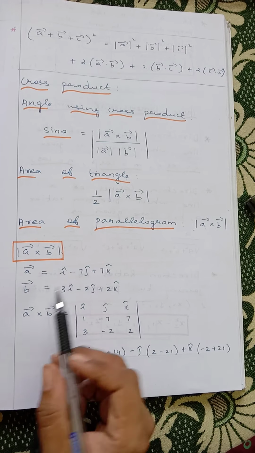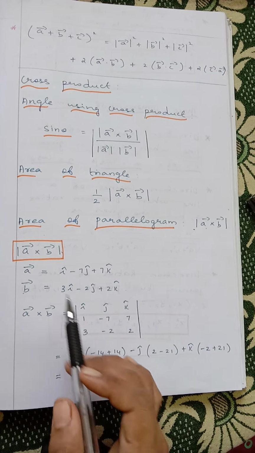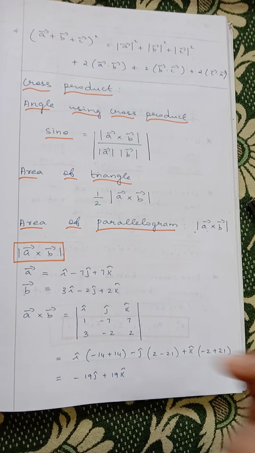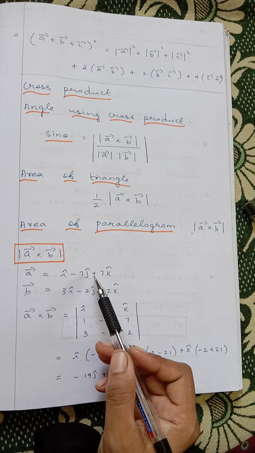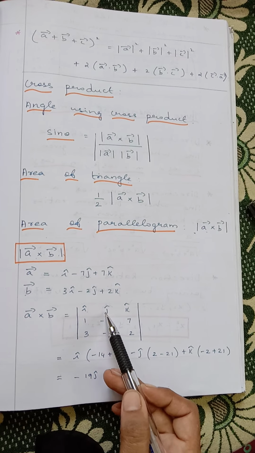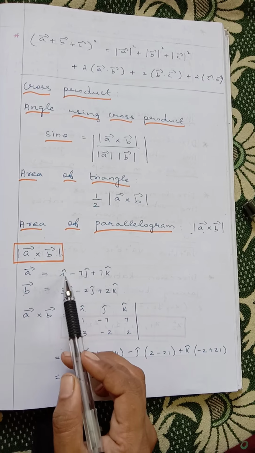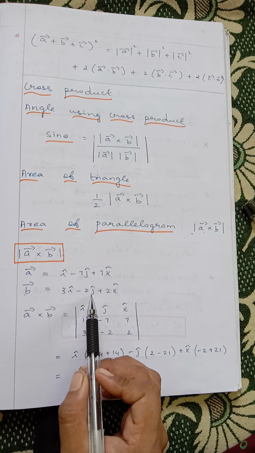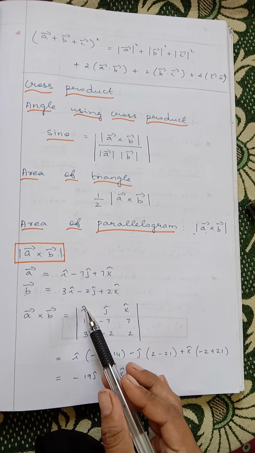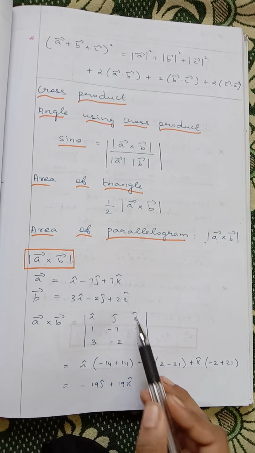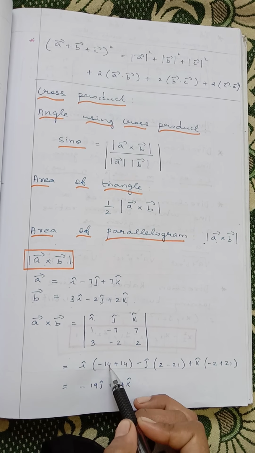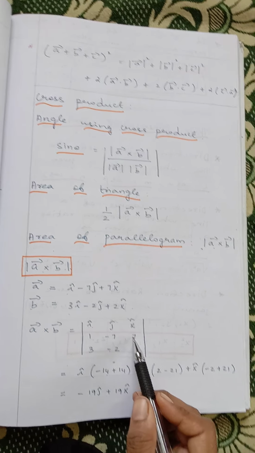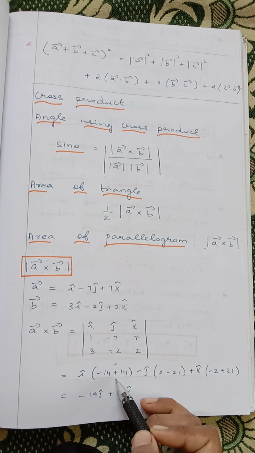This is the given a vector, this is the given b vector. So please don't multiply and write once you see this symbol, okay? So what we are doing here: i, j, k. First you should write i, j and k. Then write the coefficients of a vector: 1, minus 7, 7, and then 3, minus 2, 2. Okay. So if I take i, cover this. 2 into minus 7, minus 14. In between you will have a negative. So minus 2 into minus 7 is minus minus 14, which becomes plus 14.